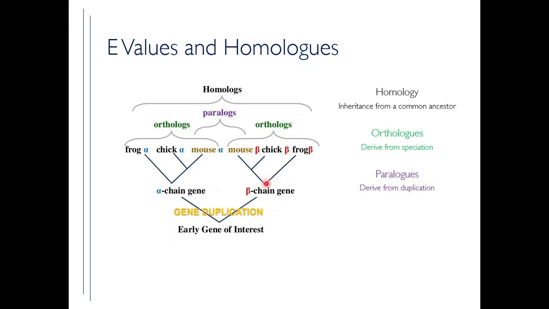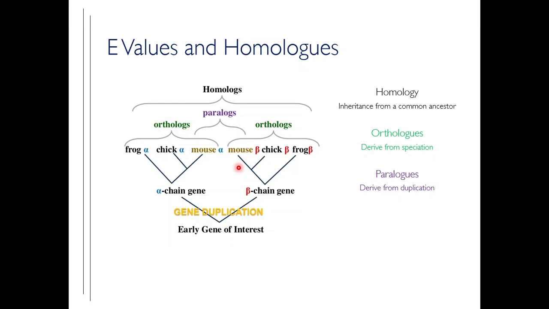But paralogs derive from duplication. So the gene duplication event has arisen here. If we were to look at the mouse beta chain and the mouse alpha chain, they have arisen as a result of the original gene duplication event up here, and therefore they are paralogs to each other, as are, for example, the chick beta chain and the chick alpha chain, and the frog beta chain and the frog alpha chain. So essentially, it's all a type of homology.